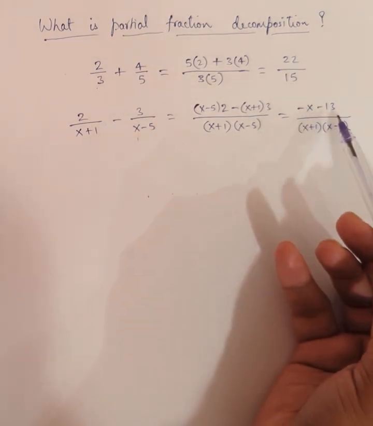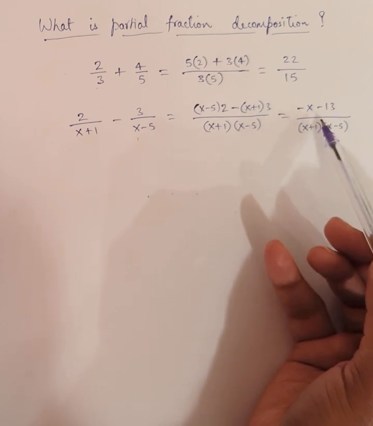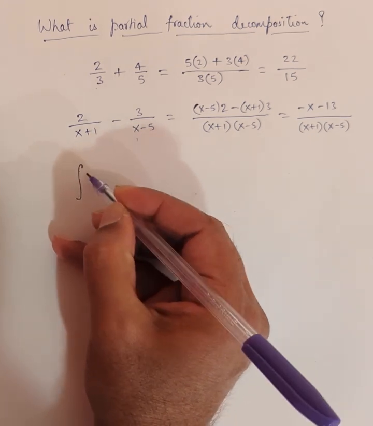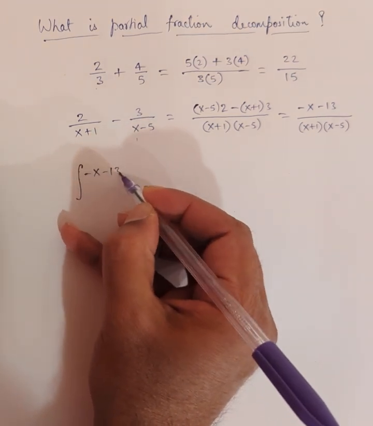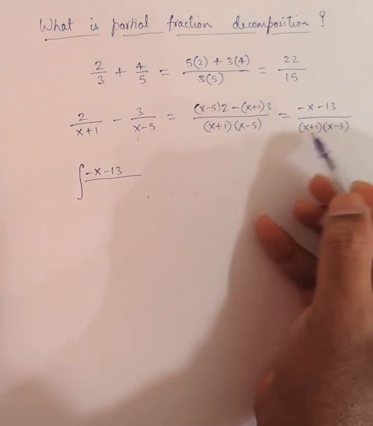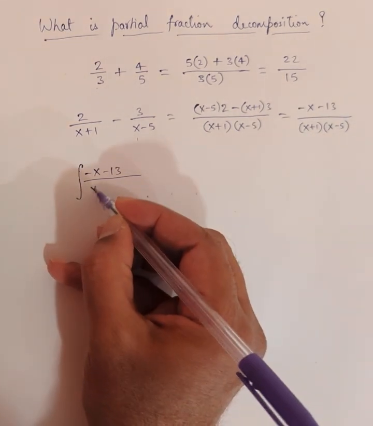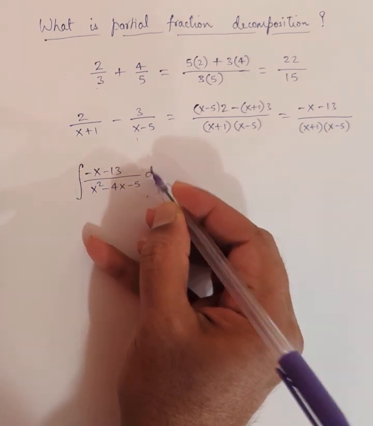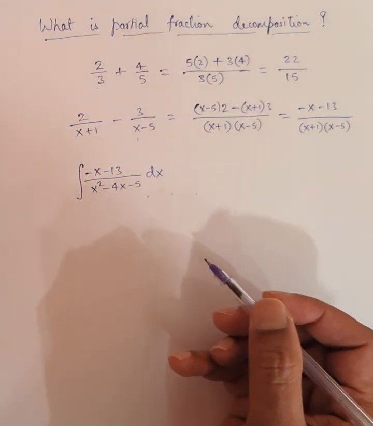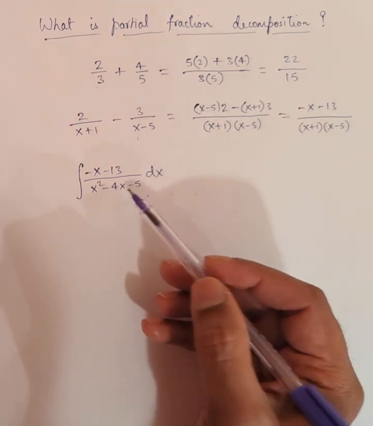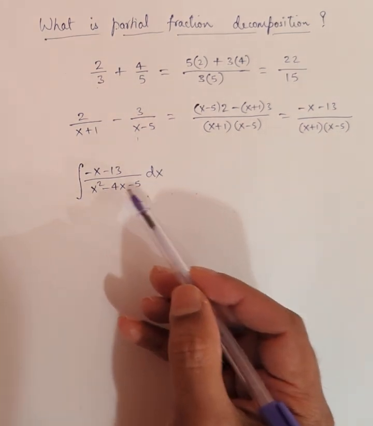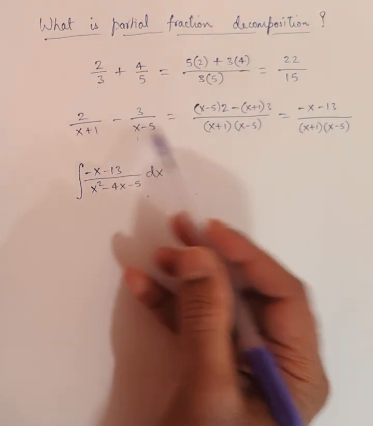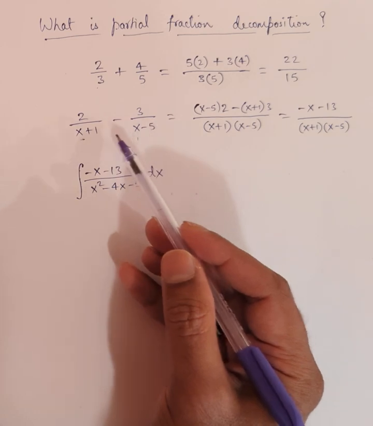So you might be given this function and you're asked to integrate. So if you are asked to integrate something like negative x minus 13 over, let's go ahead and multiply this out, you get x squared minus 4x minus 5. Then there's no other way you could integrate this. You would have to factor this and split it as two partial fractions. These are called the partial fractions.